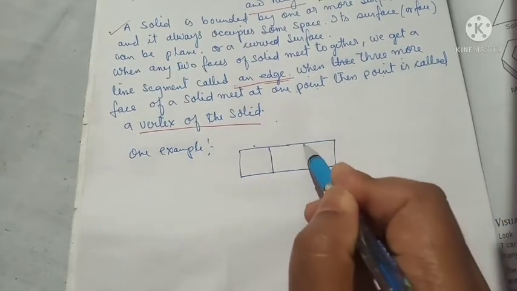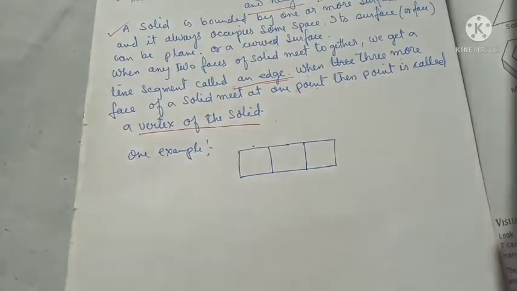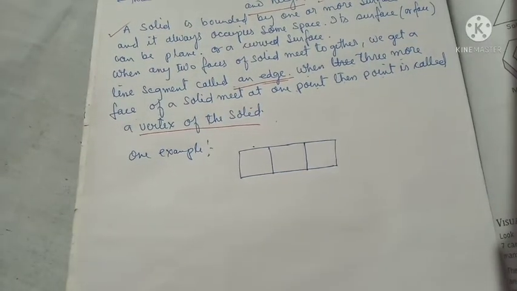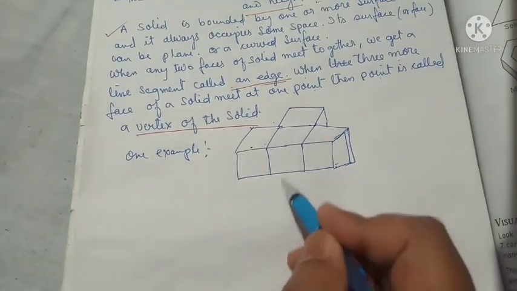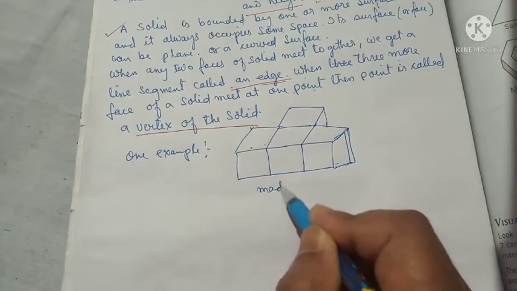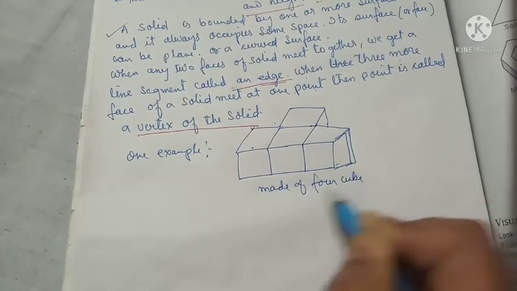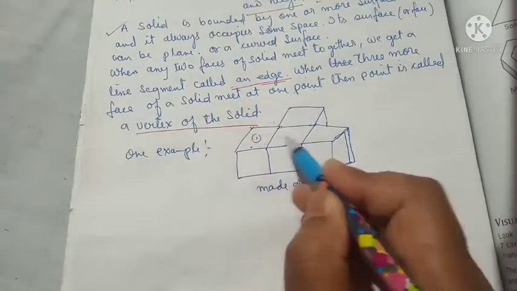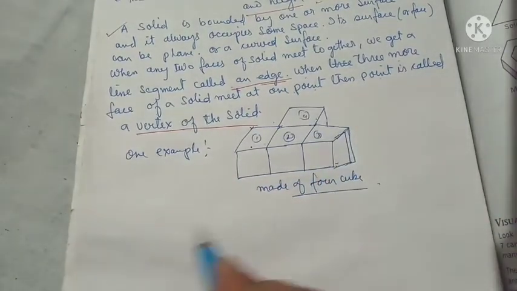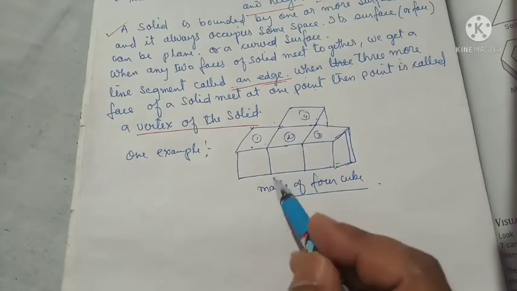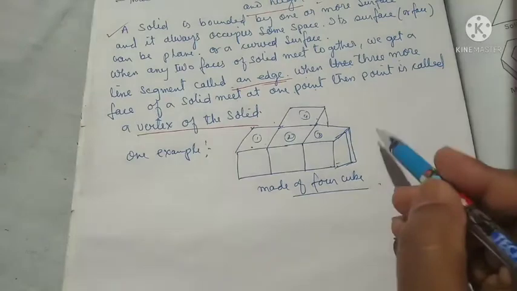One, two, and this will be... this is a cube. How many cubes have we seen? It is made of four cubes. We have seen 1, 2, 3, 4 cubes. So if you want to draw the side view, how will you draw it? Where is the side? How will you draw the side view? This is the side.